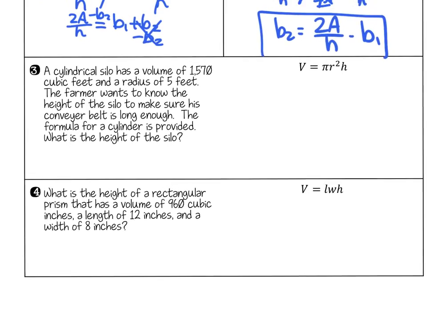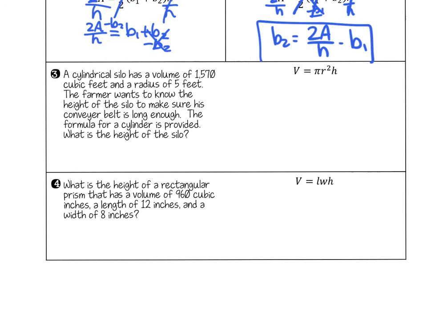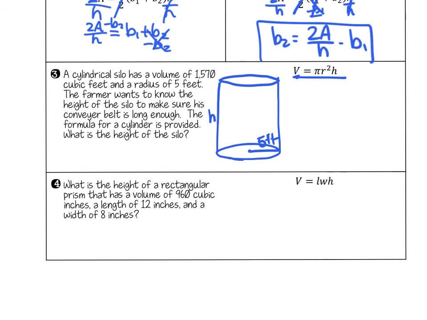Okay, and now finally we're looking at some volume formulas. So a cylindrical silo. So we have a, like the whole grain if you know much about farming. So they kind of go up like a cylinder, right? It has a volume, so that's our V, of 1,570 cubic feet and a radius of 5 feet. So the radius is halfway across the circle, so that is right there. The farmer wants to know the height of the silo, so we are looking for H here, to make sure his conveyor belt is long enough. The formula for a cylinder is provided over here. What is the height of the silo?